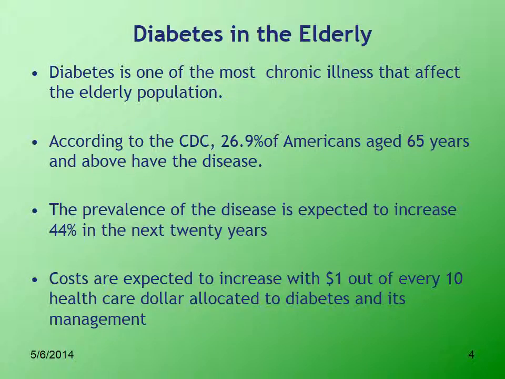Diabetes is one of the most chronic illnesses that affects the elderly population. According to the CDC, 26% of Americans aged 65 years and above have the disease. The prevalence is expected to increase in the next 20 years. There is a statistic that states that for every 10 healthcare dollars, $1 is allocated to diabetes and its management.